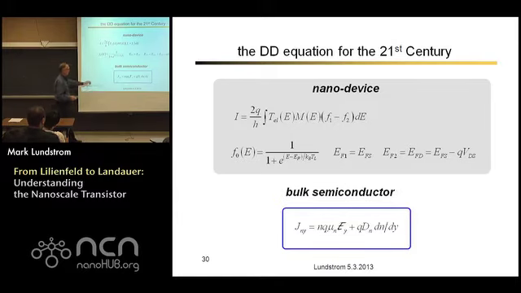But don't go backwards. Don't try to take this and apply it to a nano device, right? That's hopeless. You'll probably get it wrong, right?